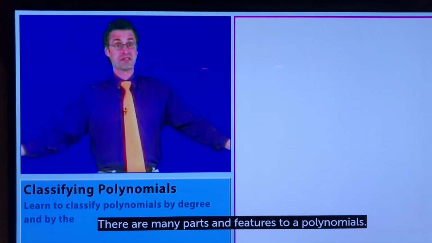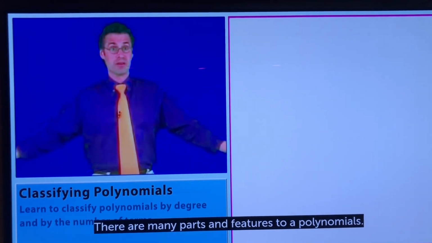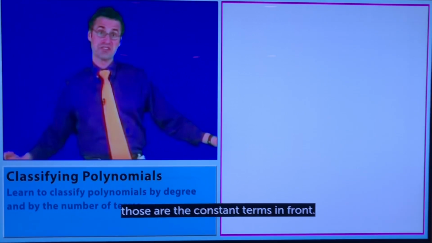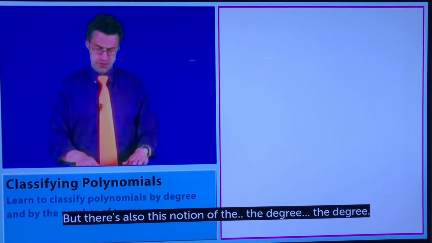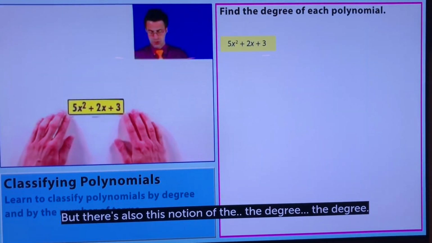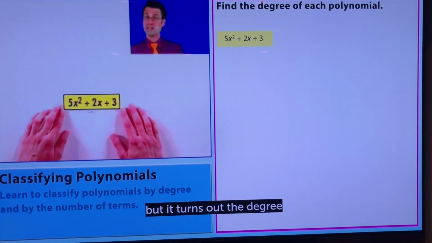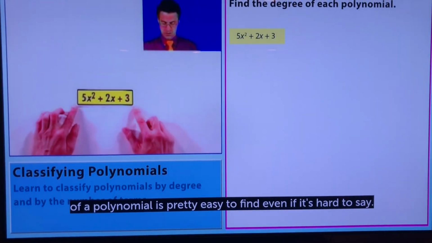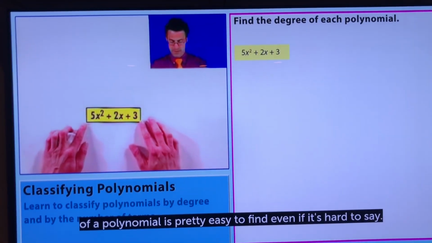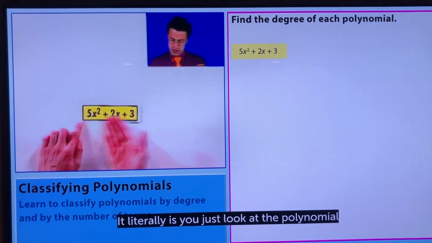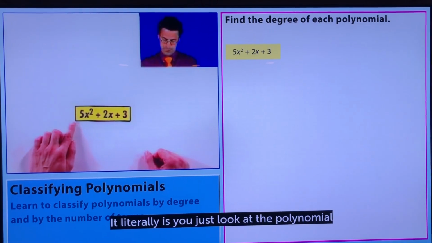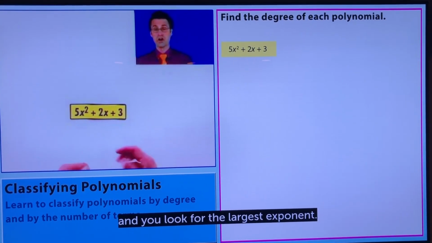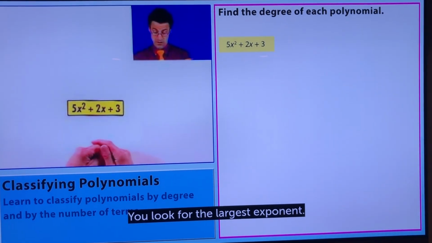There are many parts and features to polynomials, and I want to share some of them with you. We already talked about coefficients. Those are the constant terms in front. But there's also this notion of the degree. Harder to say than you may think, but it turns out the degree of a polynomial is pretty easy to find, even if it's hard to say. You just look at the polynomial, and you look for the largest exponent.